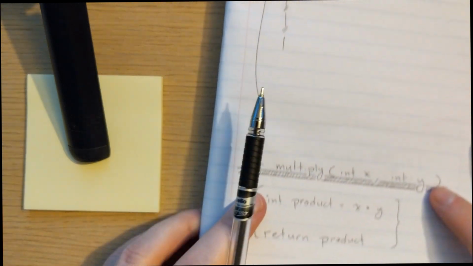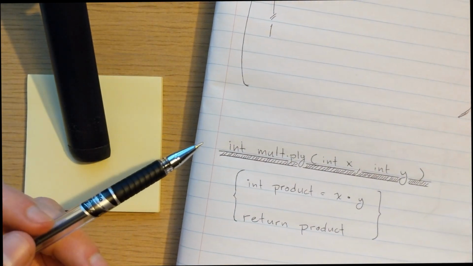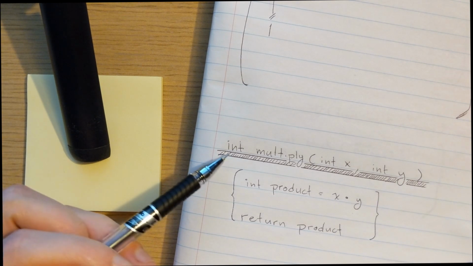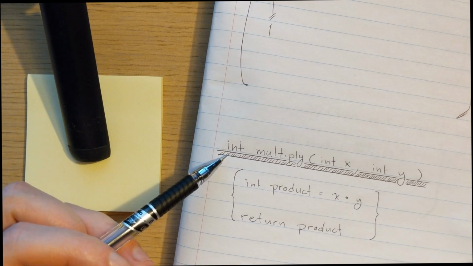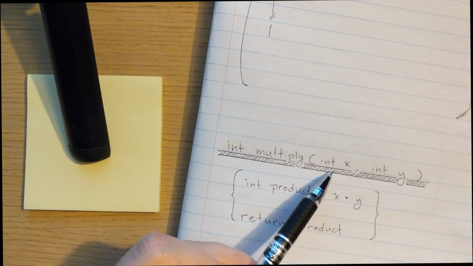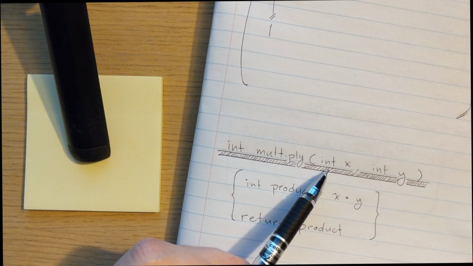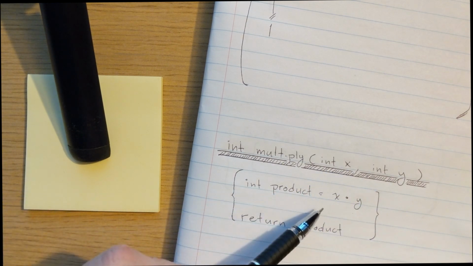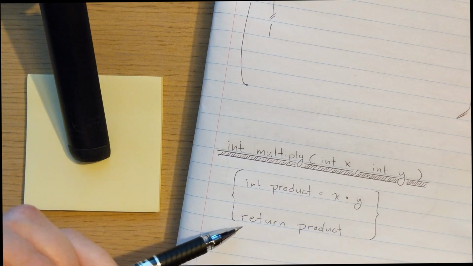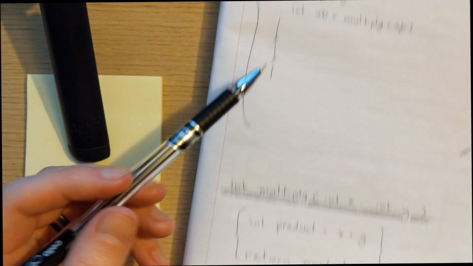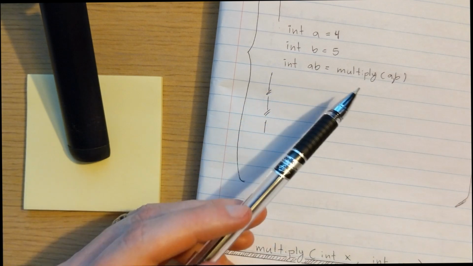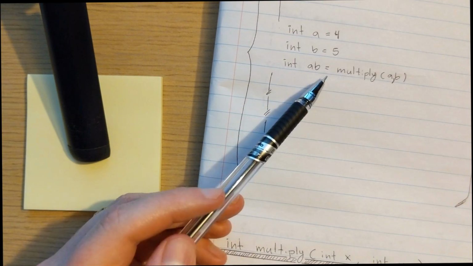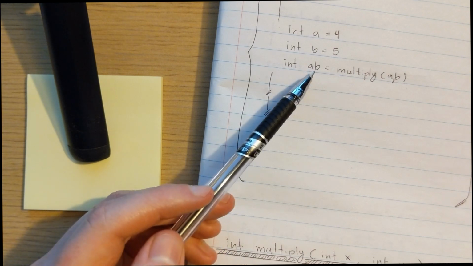And so if we go down here, then we just have a pretty simple multiply function. And so here we're declaring that it's going to return an int. It's called multiply, and it's going to take two parameters. So it's going to take int x and int y, and then it's just going to say int product is equal to x times y, and it's going to return product. And so product is going to go back here, and since it's the return value, the product will be set to this value ab.